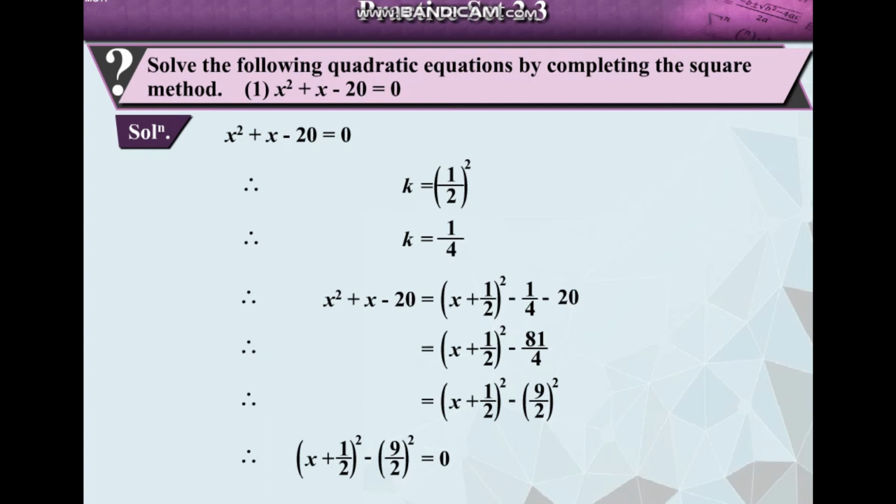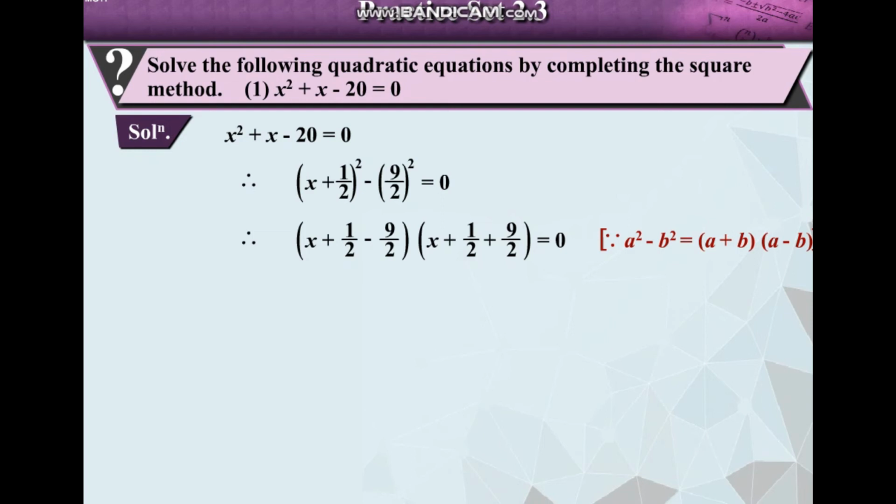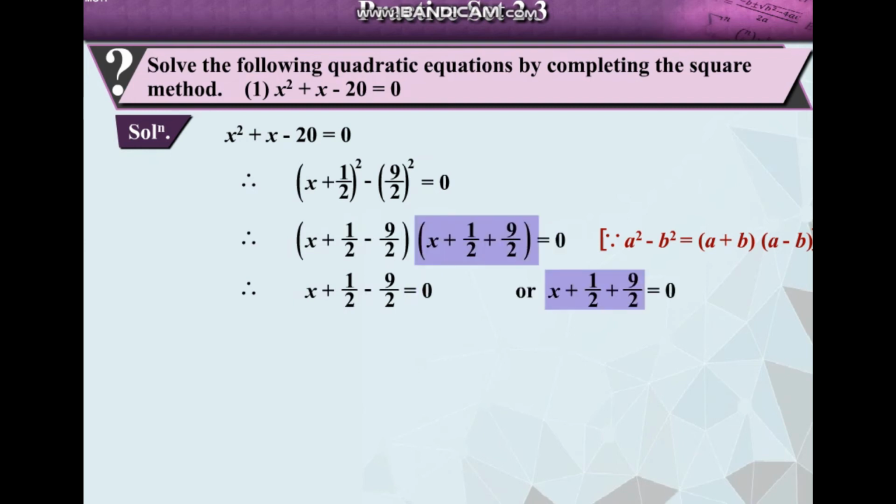Therefore, (x + 1/2)² − (9/2)² = 0. Therefore, (x + 1/2 − 9/2)(x + 1/2 + 9/2) = 0. Since a² − b² = (a + b)(a − b), therefore x + 1/2 − 9/2 = 0, or x + 1/2 + 9/2 = 0.